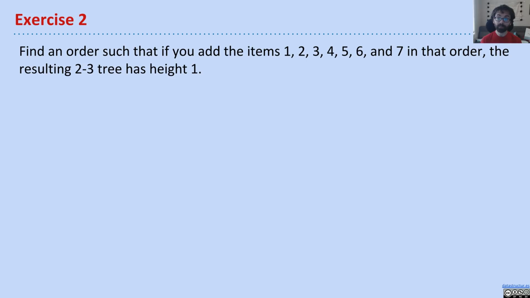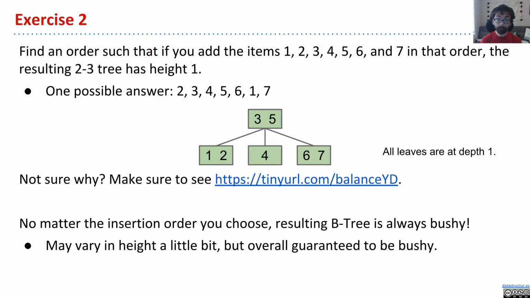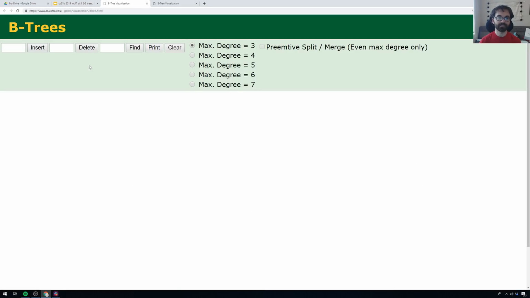All right, so there's many possible answers, but one answer that I came up with is if you add 2, 3, 4, 5, 6, then 1, then 7, you end up with a height 1 tree. Let's see it again in that visualization. So 2, 3, 4, 5, 6. All right, so here I ended up with this tree, and now I'm going to add 1, and it'll end up in this left leaf, and 7, and it'll end up in the right leaf.